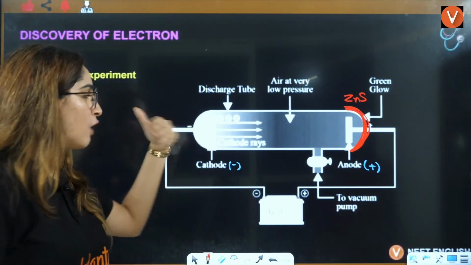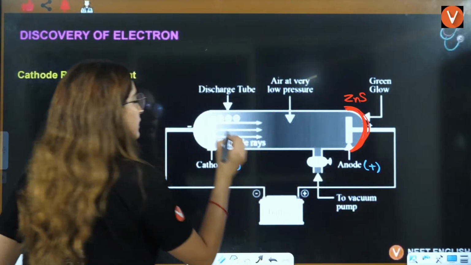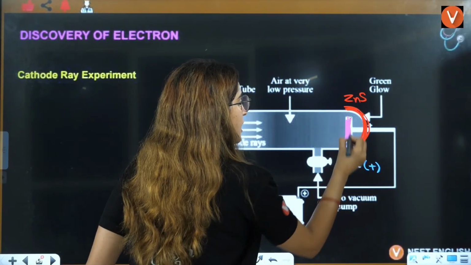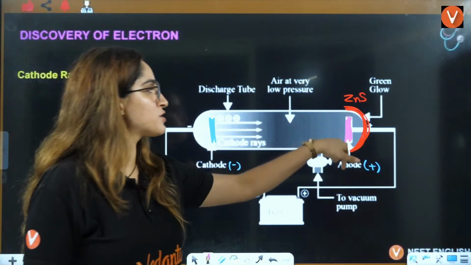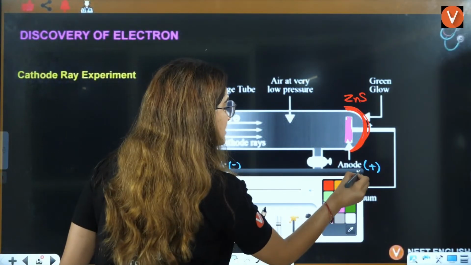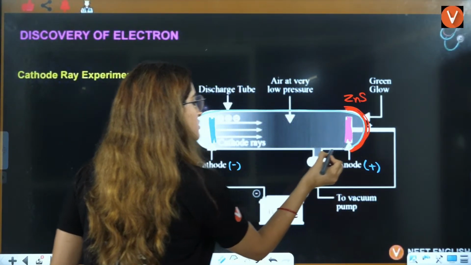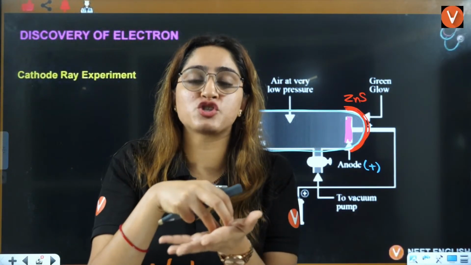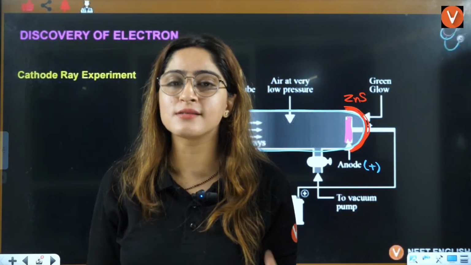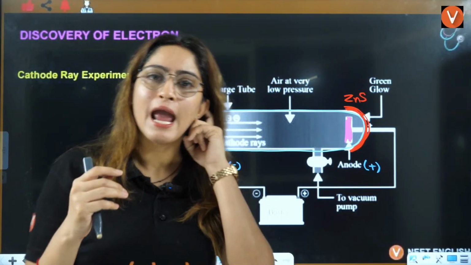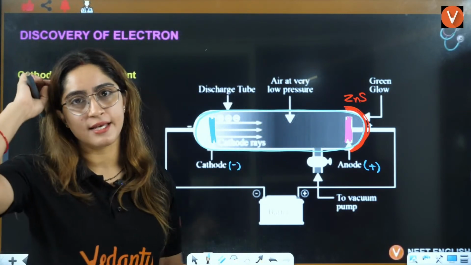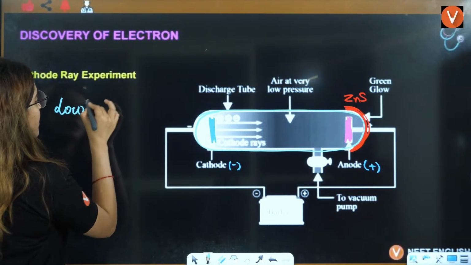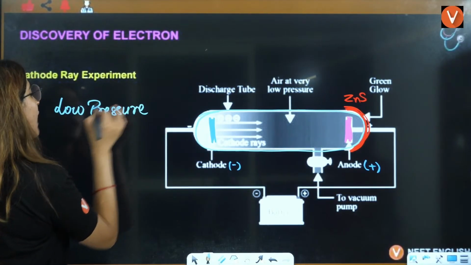Now what he saw, and till now what you are clear with: there is this cathode, there is this anode, and this is the fluorescent screen. And this particular cylindrical thing that you are seeing here is the discharge tube, inside which the gas is kept. Which gas is kept? Any gas is kept. You'll keep the gas here. But the condition is that the gas has to be at low pressure and very high voltage.